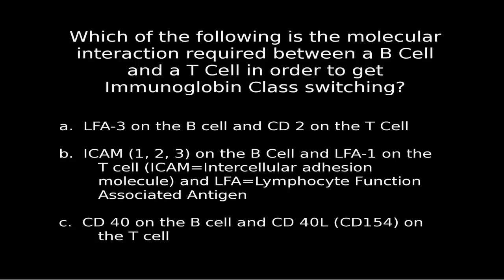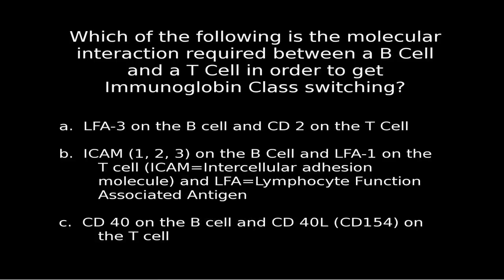So let's do some questions on antibodies. The first one is, which of the following molecular interactions is required between a B cell and a T cell in order to get immunoglobulin class switching?